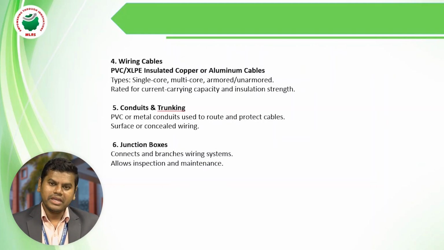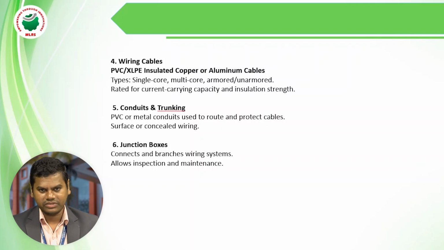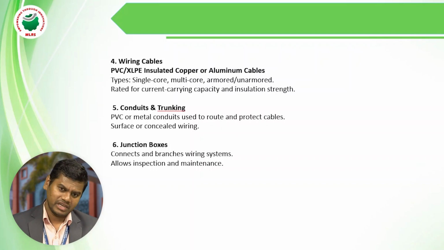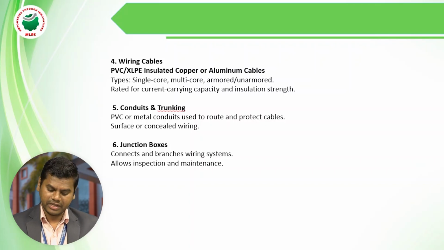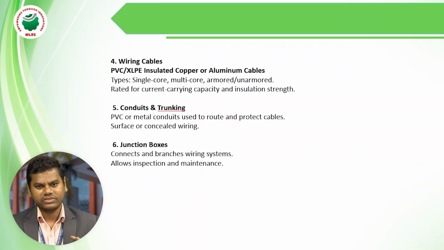Next, wiring cables. There are different types of wiring cables. PVC cables are aluminum cables, conducts in trunking and junction boxes. Here, first of all, we discuss wiring cables. In wiring cables, the first one is PVC cable. PVC is nothing but polyvinyl chloride.